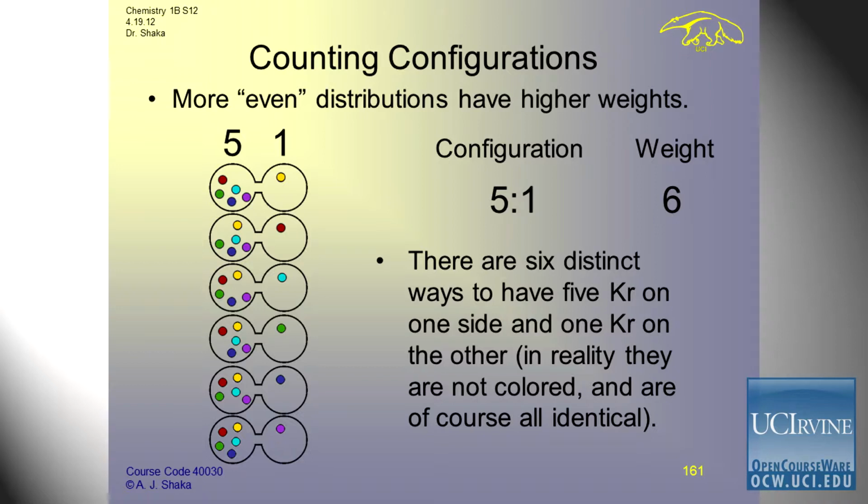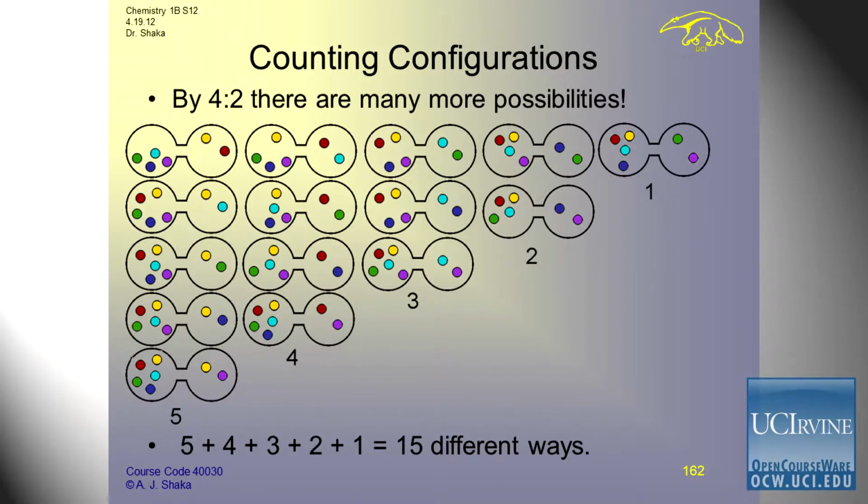When I go to just 5 and 1, I see that I have 6 possible ways to do this. The configuration of 5 to 1. Taking any one of these colors, yellow, red, blue, green, magenta, taking one on either side, there are 6 different ways to do this. Just statistical randomness. So by the time we get to 4 and 2, there are a whole lot more possibilities.